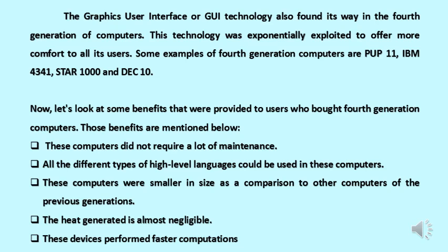Some examples of 4th generation computers are PDP-11, IBM 4341, Star 1000 and DC10. Now let's look at some benefits that were provided to users who bought 4th generation computers. Those benefits are mentioned below.